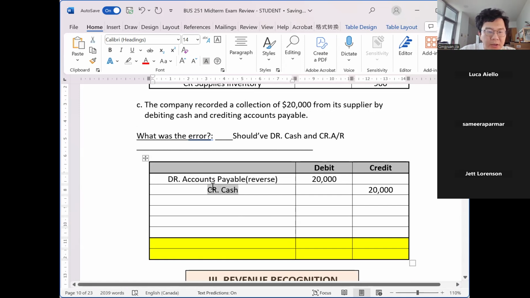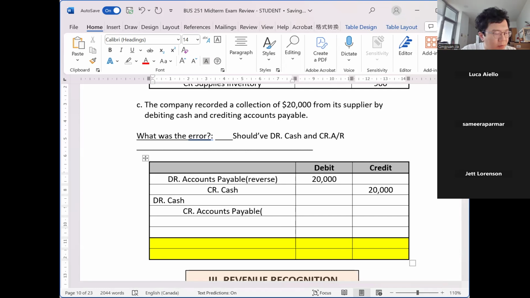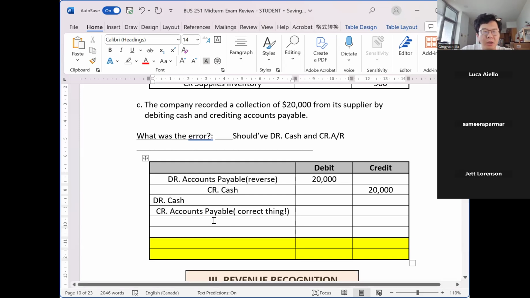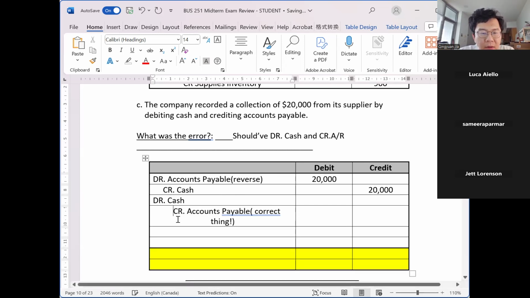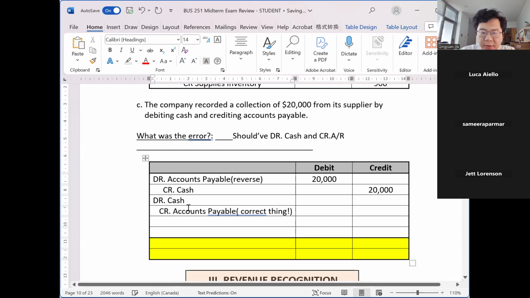So we will debit cash and we will credit account payable. And this is the correct one. Okay, so something like this.